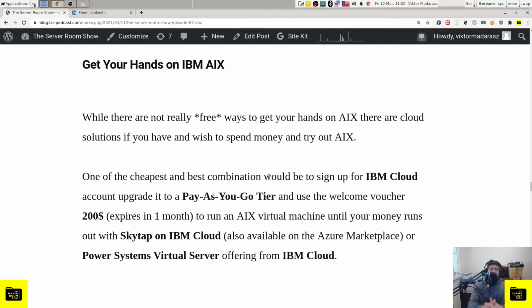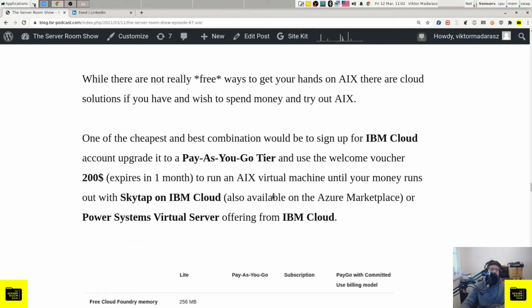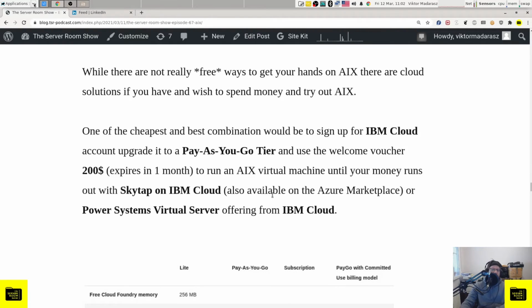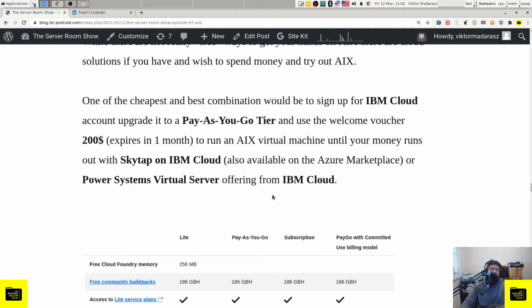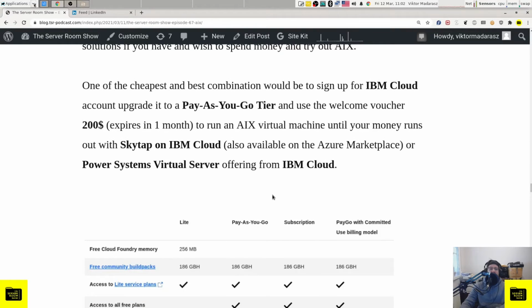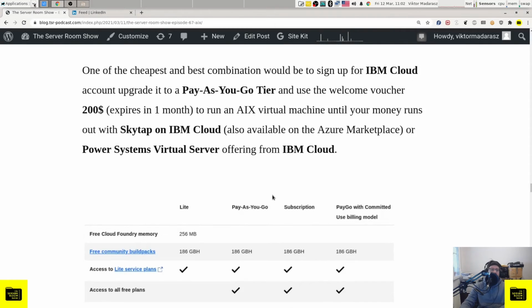So as I said, there are no really free ways to get your hands on AIX, but there are cloud solutions if you wish to spend some money and try out AIX. And it's not necessarily a lot of money, you will see in a second. One of the cheapest and best combinations would be to sign up for an IBM Cloud account, upgrade it to a pay-as-you-go tier, and use the welcome voucher of $200, which expires one month after obtaining it, to run an AIX virtual machine until your money runs out.